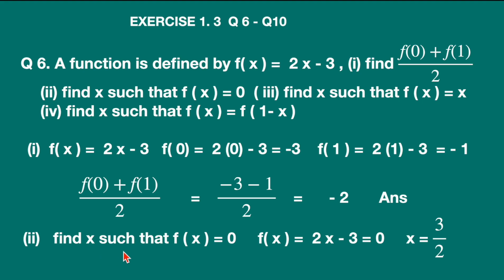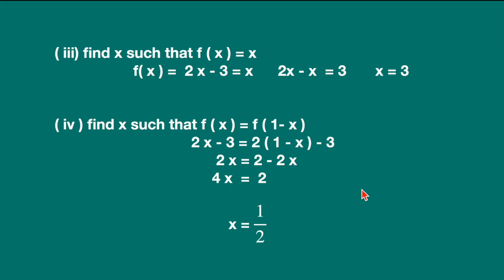Question 2, find x such that f(x) is equal to 0. Let us write down f(x) as 2x minus 3 is equal to 0. So here 2x is equal to 3 and x is equal to 3 upon 2. Question 3, find x such that f(x) is equal to x. So let us write down the values of f(x) as x. 2x minus 3 is equal to x. Bring x on the left side, you get 2x minus x is equal to 3, that is x is equal to 3.